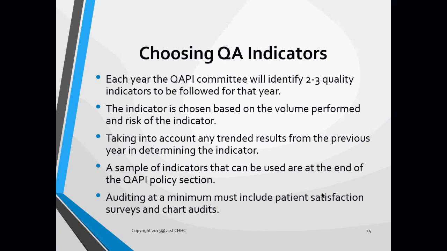Auditing at a minimum must include patient satisfaction surveys and chart audits. So even if you don't pick those for your quality indicators, those 2 items are things that are going to be audited ongoing. Those are never going to go away.